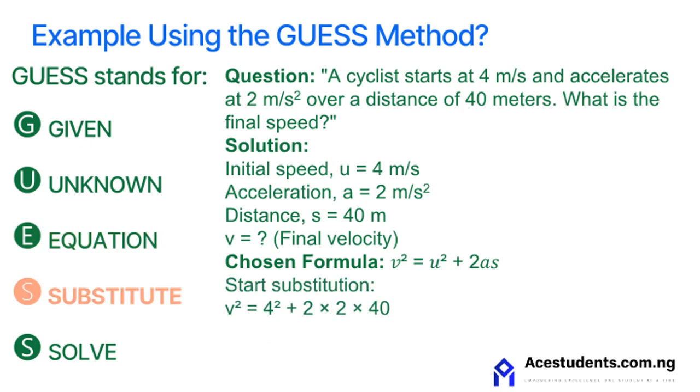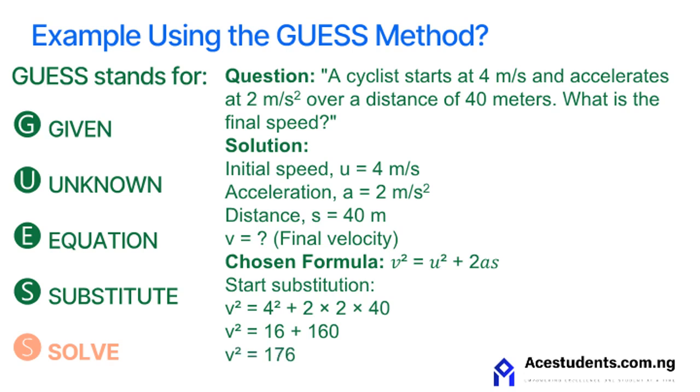We now plug in the values into the formula. So, v squared equals 4 squared plus 2 times 2 times 40. Now we simplify. 4 squared is 16. 2 times 2 times 40 gives us 160. So, v squared equals 16 plus 160.